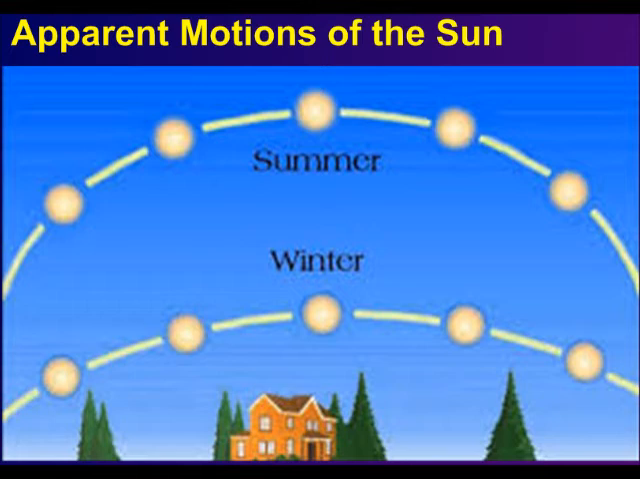The sun is generally higher in the sky in the summer, and generally lower in the sky in the winter. And in the morning the sun is coming up and it's lower in the sky than when it is at noon, and then when the sun is setting it goes back down to being lower in the sky.